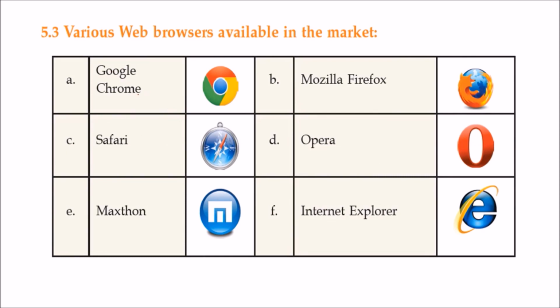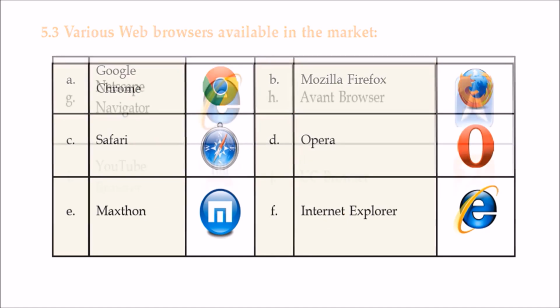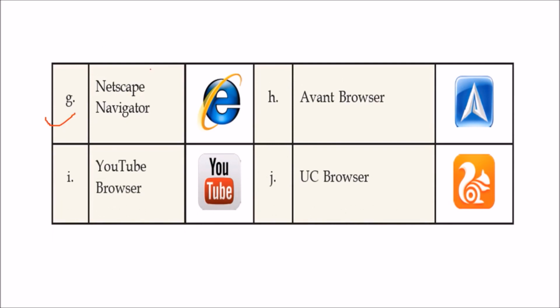These are various web browsers which are available, like Google Chrome, Safari, Maxthon, Mozilla Firefox, Opera, Internet Explorer, and Netscape Navigator, the first browser available to the public. There are so many, we are just giving some of them. Avant Browser, YouTube also has its own browser. UC Browser is now gearing up.